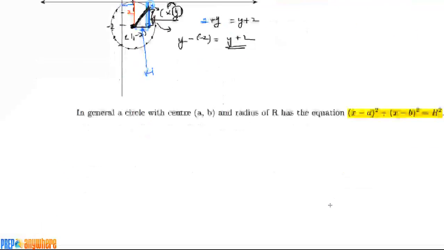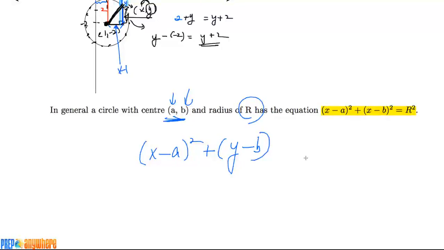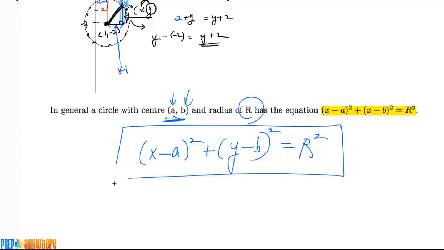So in general, a circle with center at (a, b) and radius of r is this: x minus a, squared, plus y minus b, the y coordinate of the center, squared, is equal to r squared. That's the equation of a circle with radius r and the center at (a, b).